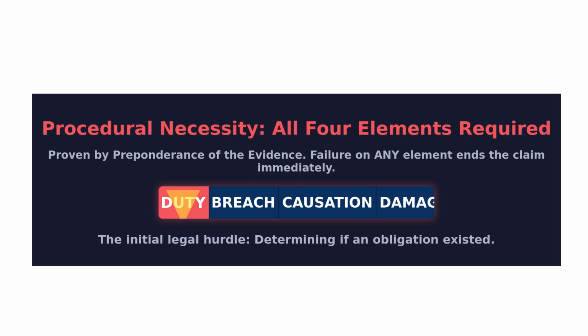To win a negligence case, the plaintiff bears the burden of proving all 4 elements: duty, breach, causation, and damages, by a preponderance of the evidence. This means it is more likely than not that each element is true. Critically, these elements are sequential hurdles. If the plaintiff fails to establish even one element, the entire negligence claim collapses immediately.